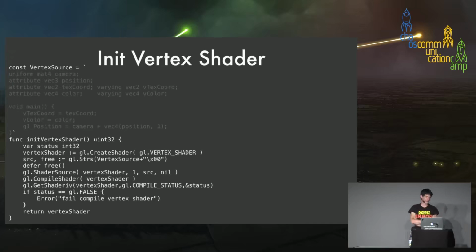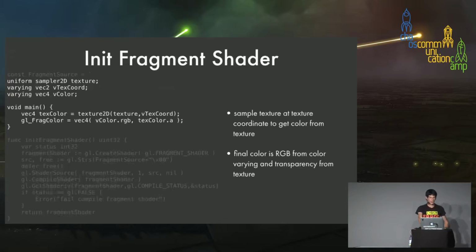And then, since we now have that string, we need to tell OpenGL to load and compile that shader, which again, you do GL create shader, then GL shader source, GL compile shader, and then you check for error. After that, the vertex shader is in compiled form on the GPU.